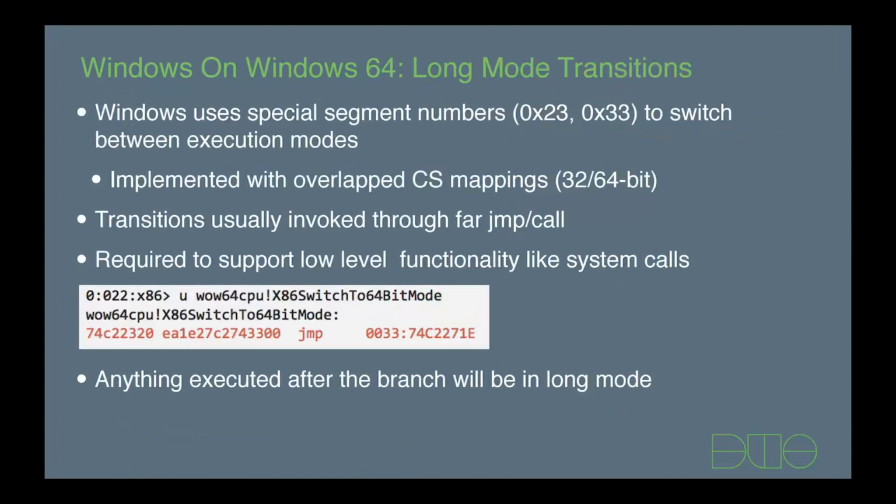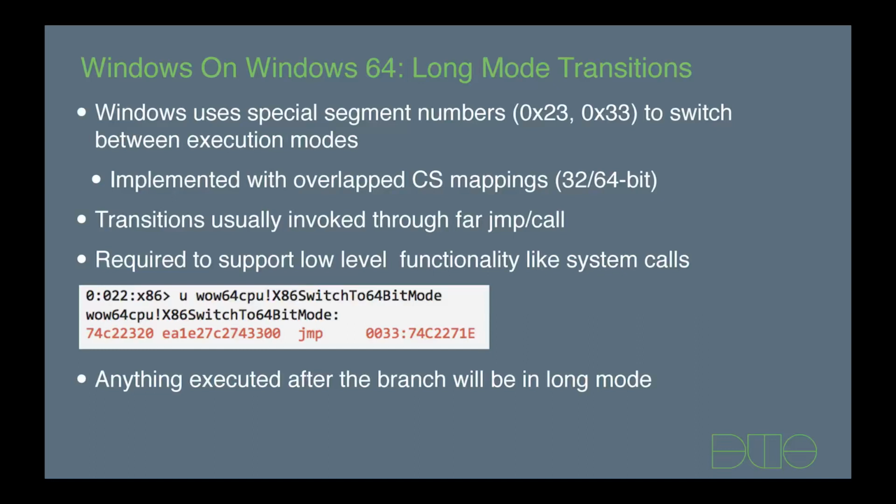Okay, so long mode transition. How does this stuff switch back and forth? Windows uses 2 special segment numbers, hex 23 for 32-bit and hex 33 for 64-bit, to switch between modes. And this works with overlapping code segments. A code segment is determined to be 64 or 32-bit by the L bit in the segment descriptor. If it's set, it's 64-bit. If it's not, it's a 32-bit segment.